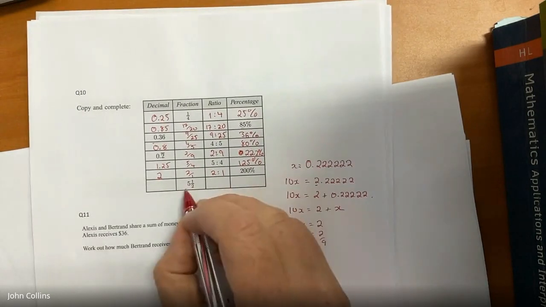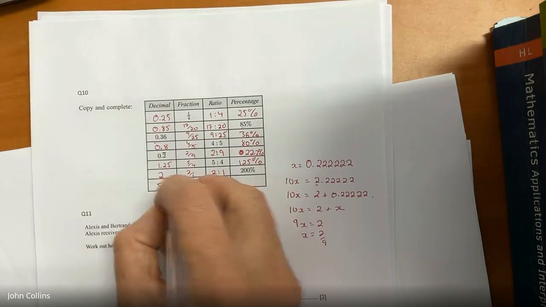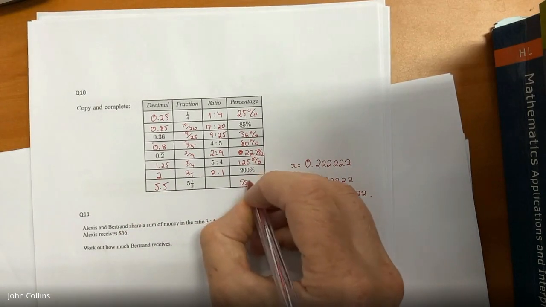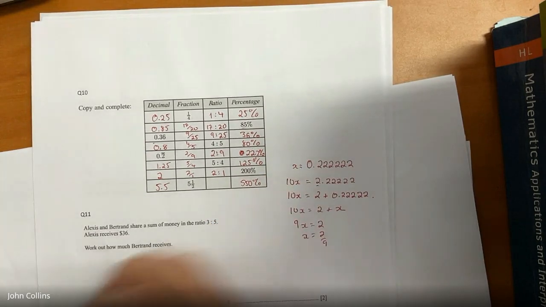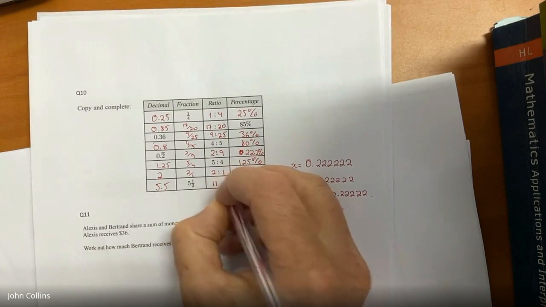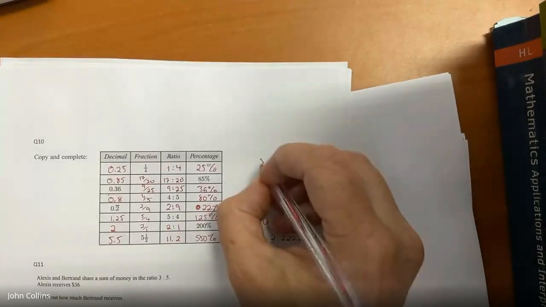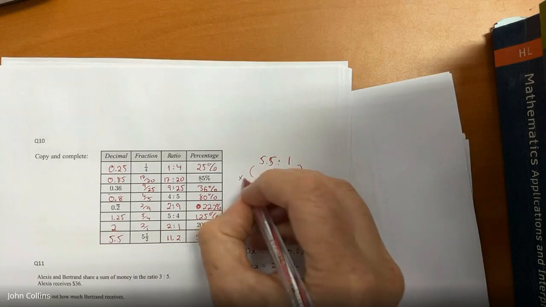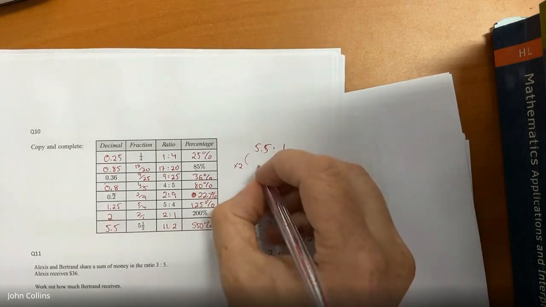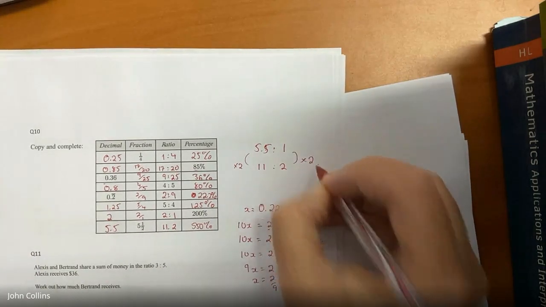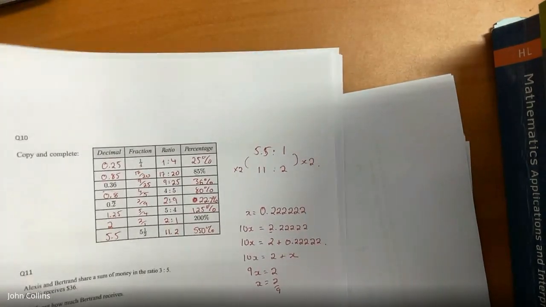And then the last one, 5.5 as a decimal is 5.5. As a percentage then is 550%, and as a ratio is 5.5 to 1, but of course you can't use a decimal point, can you? I've got to get that out of a decimal. I can't have a decimal in a ratio. Multiplying both sides by 2, that's 11 to 2. Yeah, that was another little trick question there.